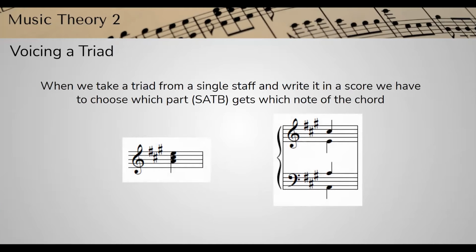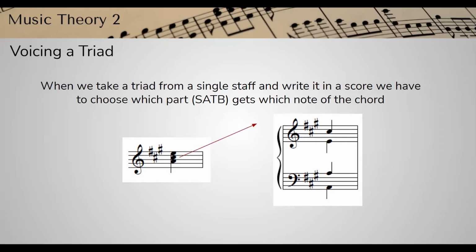Whenever we take a triad from a single staff, right, which is what we had here, an A major triad, and we write it in a score, we have to choose which part, in this case the soprano, alto, tenor, or bass, gets which note of the chord. So which note are we going to give to the soprano? Which note are we going to give to the bass? Which note are we going to give to the alto? What are we going to do with the tenor, right? We're picking which notes we want to give to each part.